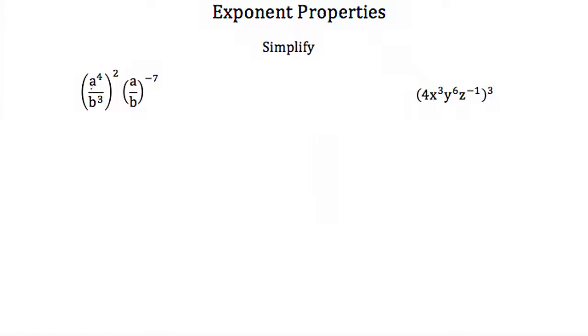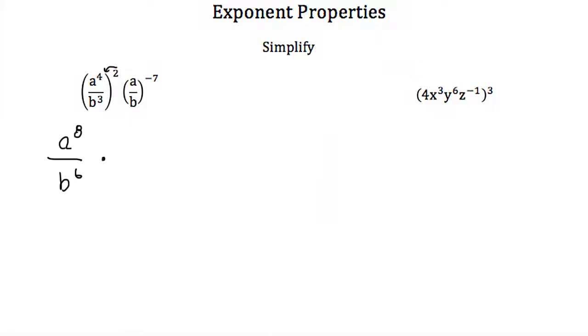Here we have a to the 4th over b cubed, all squared, and then multiplied by a over b to the negative 7th. Well, the first thing I'm going to do is bring this 2 inside the parentheses. So a to the 4th squared is a to the 8th, because 4 times 2 is 8. And that's over b cubed and then squared, or b to the 6th.